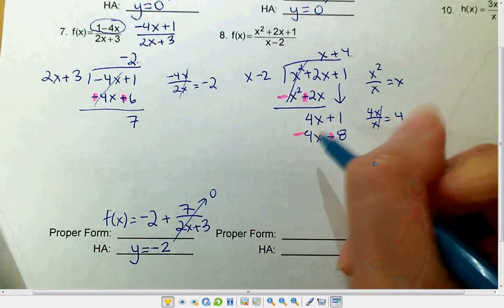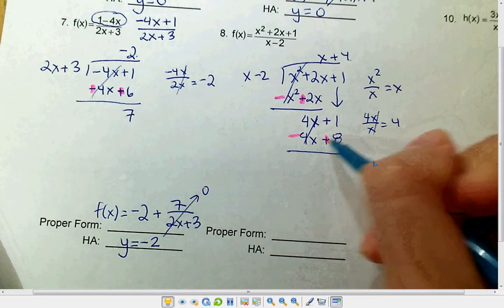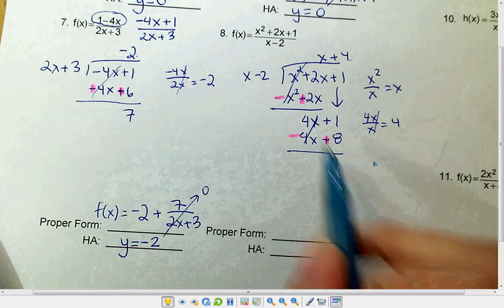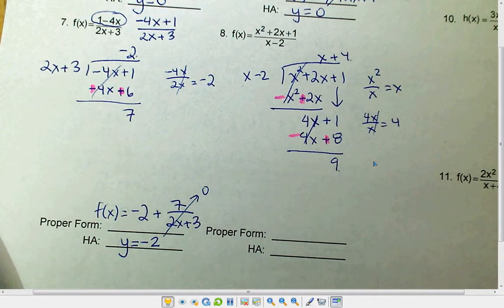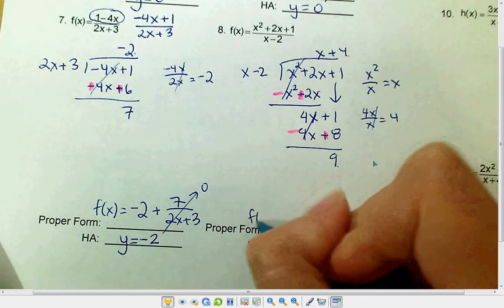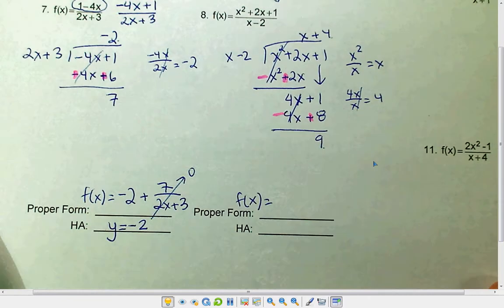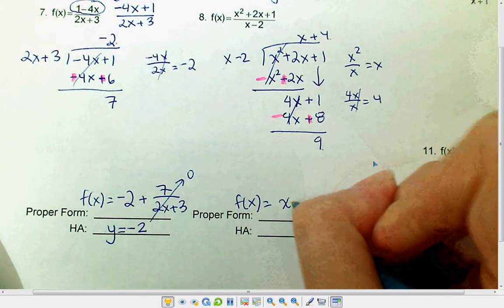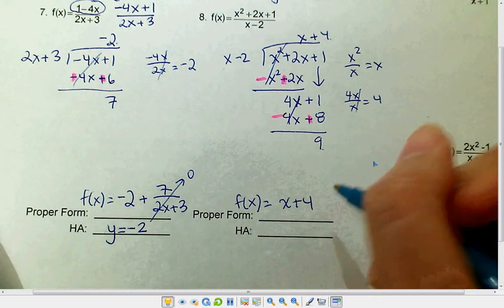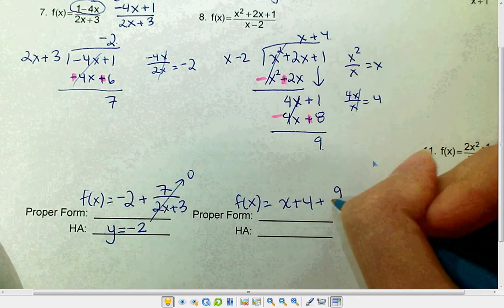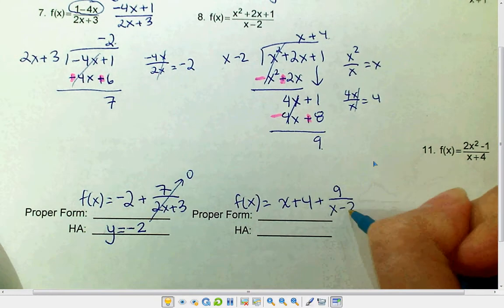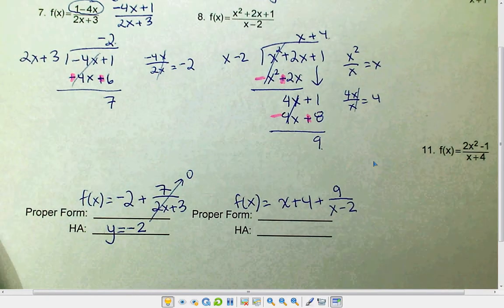4x and the negative 4x cancel out. 1 plus 8 gives me 9. I cannot do 9 divided by x, so this is my remainder. Let me write my proper form. So proper form, I have the answer, x plus 4 plus my remainder, which is 9, divided by x minus 2, the original denominator.